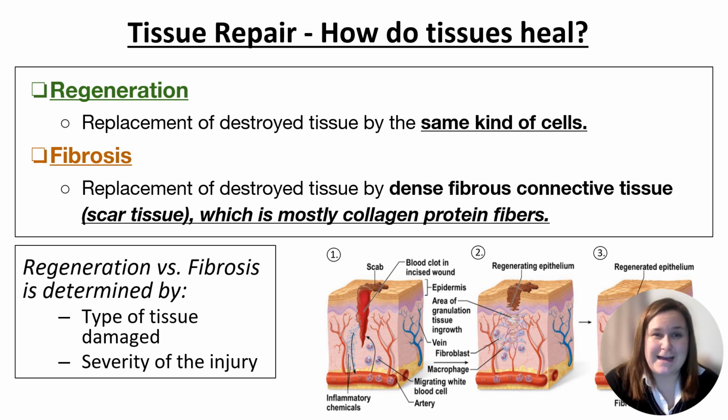We talked a little bit last lecture about how tissues heal themselves. So just a little review on that. We have regeneration, which is replacement of the destroyed tissue by the same kind of cells, or fibrosis, which is going to be replacement of the destroyed tissue by a different type of cells, which is usually dense fibrous connective tissue. Remember, this is what results in scars. So just a little review.